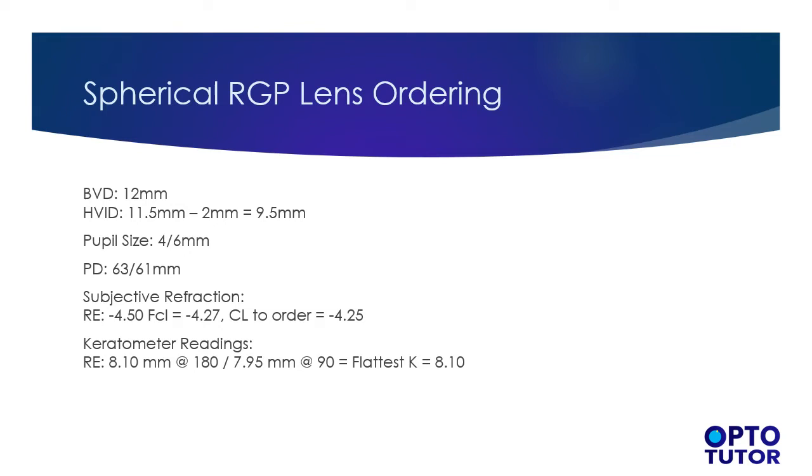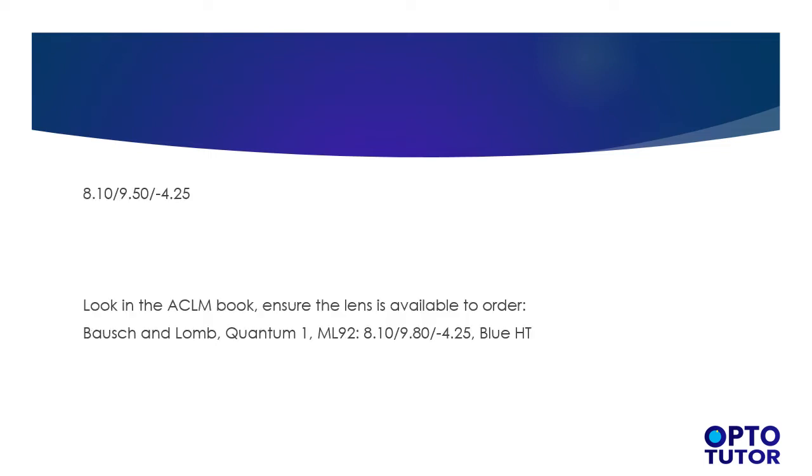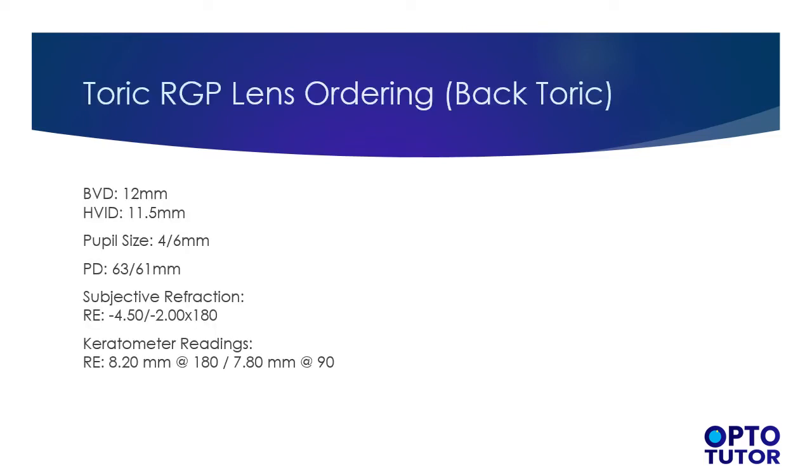And with the K readings, the flattest K, so the higher number in the K readings, is the 8.1. So when you write out your actual order, it's going to be an 8.10/9.50/-4.25. Now, as I mentioned before, look in the ACLM book, make sure the lens is available to order, and adjust your choice of TD to match whatever lens would be available. Ensure to include the manufacturer's details, the name of the lens, as well as the material and any additional handling tints that you might want.